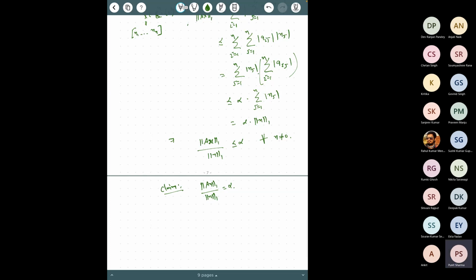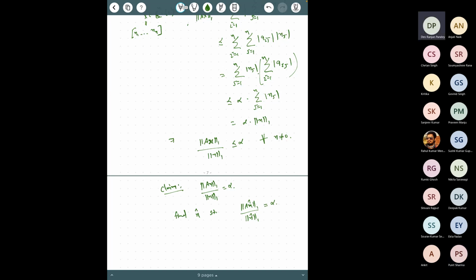So can you again tell me which vector I should choose? Can you tell me which vector I should choose? Now we have to find a vector x hat such that the value of this ratio under the one norm is equal to alpha. So can you tell me what x hat I should choose?